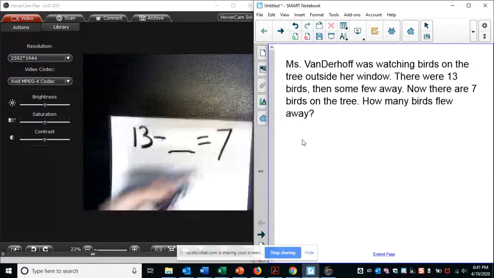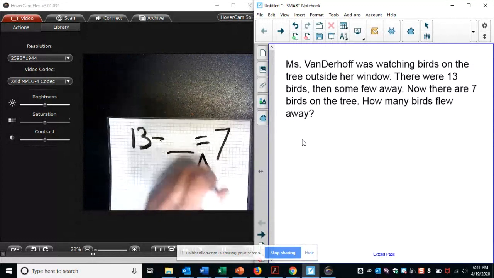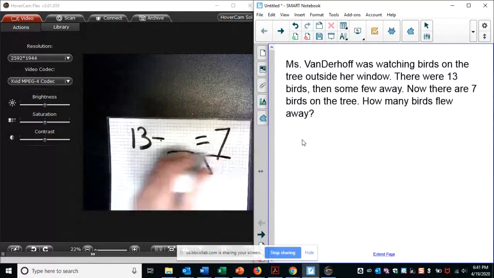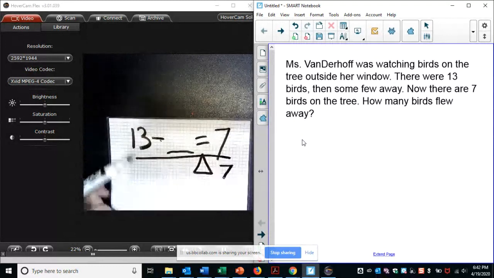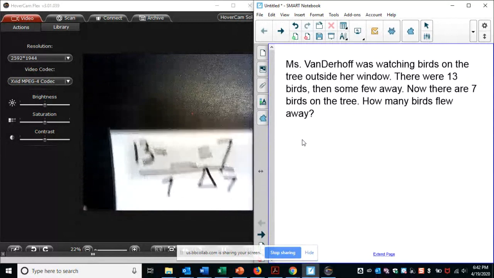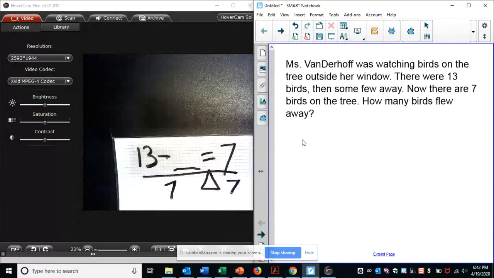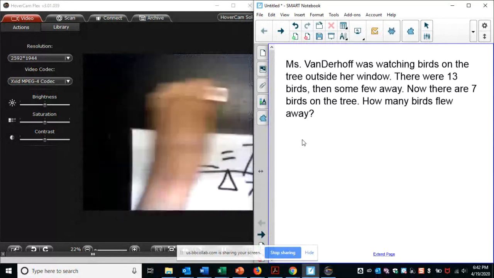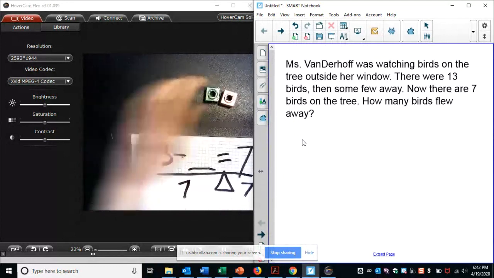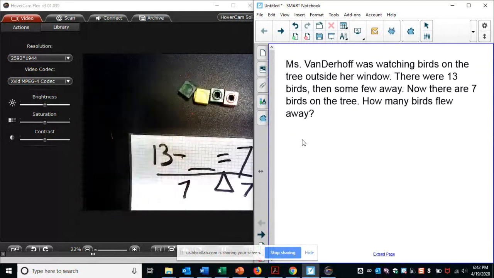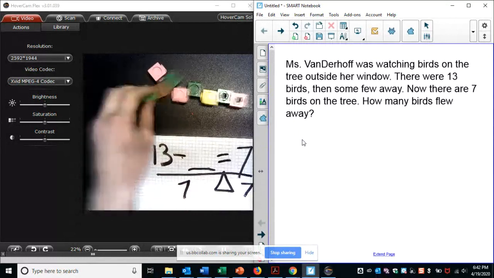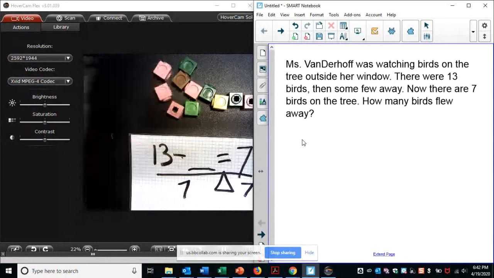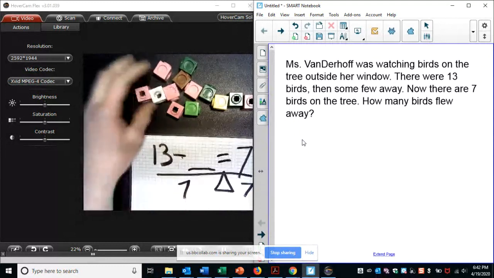Now I know that this equal sign is like a balance scale, and the equal sign itself is like the fulcrum of the balance scale. So I know if this side of the equal sign is 7, this side also has to be 7. So what do we take away from 13 to be equal to 7? Well, let me start with 13 cubes. Let's see, 1, 2, 3, 4, 5, 6, 7, 8, 9, 10, 11, 12, 13.